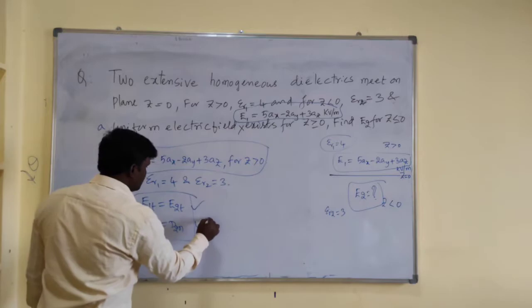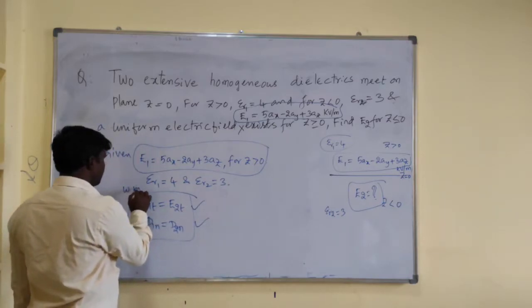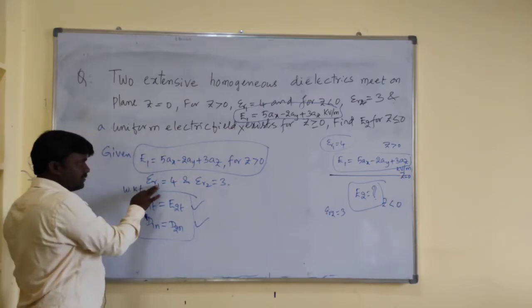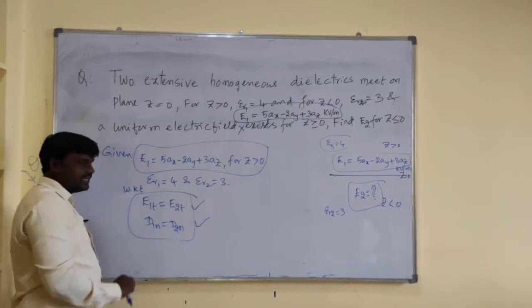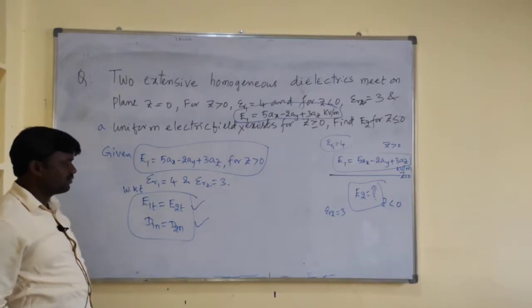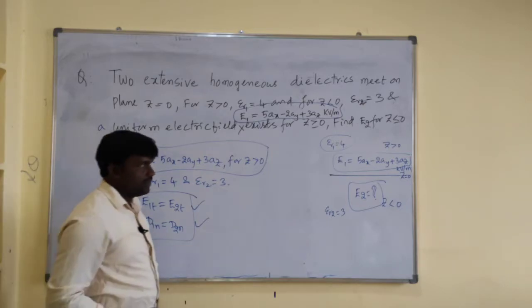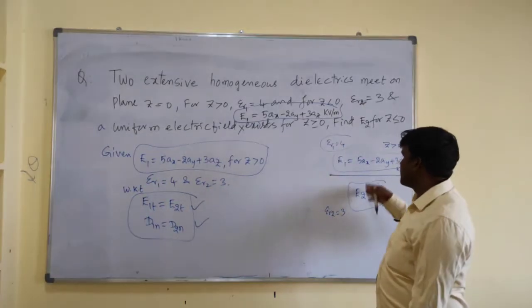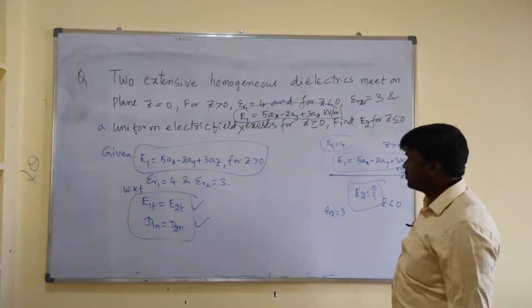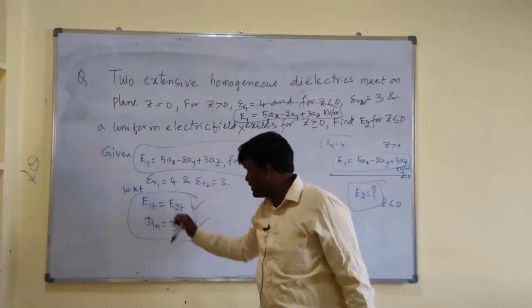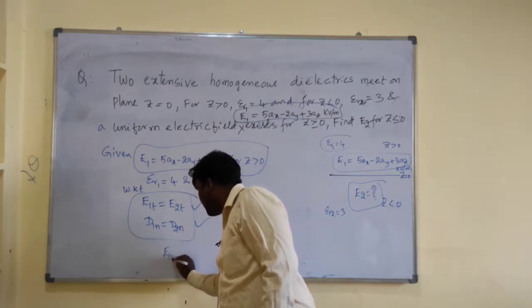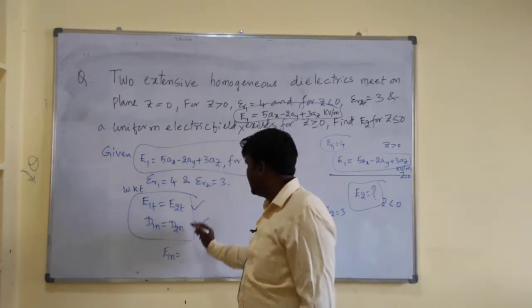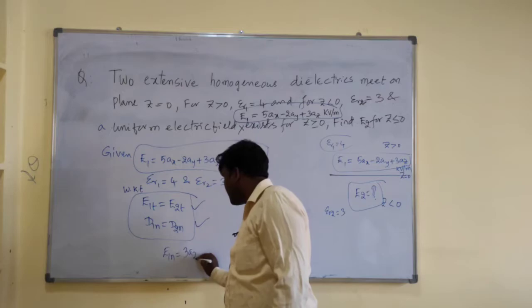What are the boundary conditions? These are the boundary conditions. So, this is the given data: E1, epsilon r1, epsilon r2. We know that E1t equal to E2t, D1n equal to D2n. So, this is the plane. What is the normal to this plane? This is the normal. So, the normal component of E1, E1n, is nothing but 3az. The normal component is along the z direction.